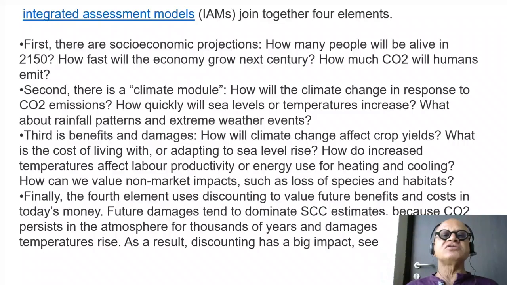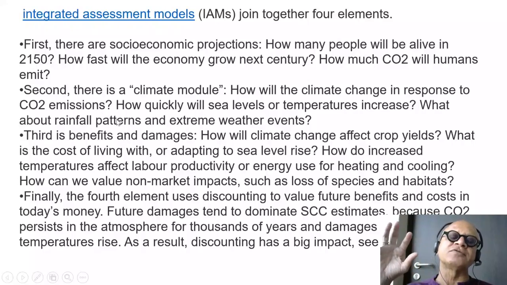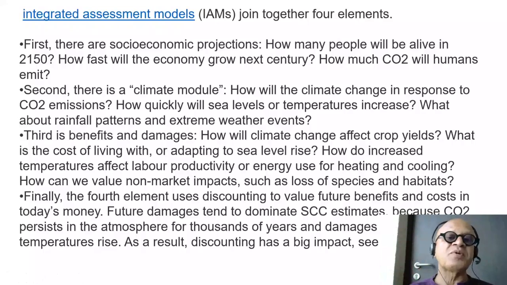Whereas integrated models simplify the climate as just an input, and then they move things through these socioeconomic activities, as we will see. So they combine together 4 elements. This is also from Carbon Brief. First, there are socioeconomic projections. How many people will be alive in 2150? How fast will the economy grow next century? How much CO2 will humans emit? And so on. So that's all about socioeconomic aspects of the future.